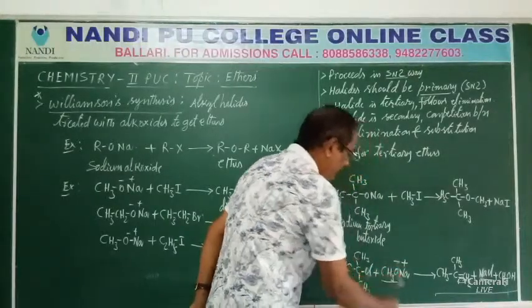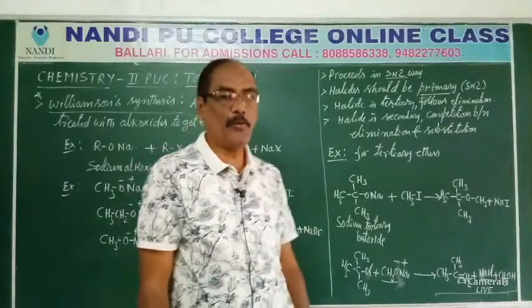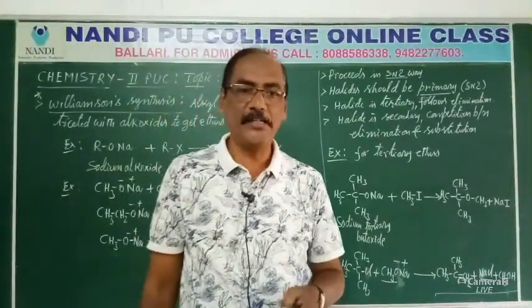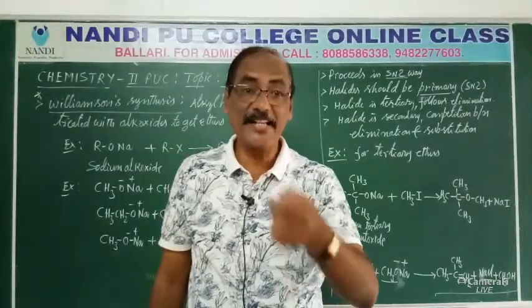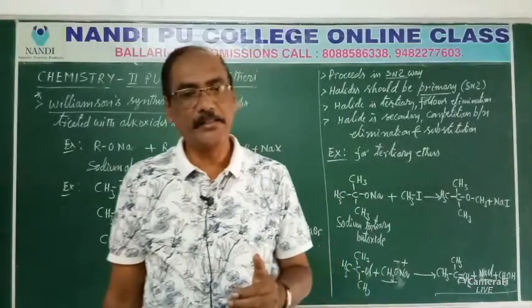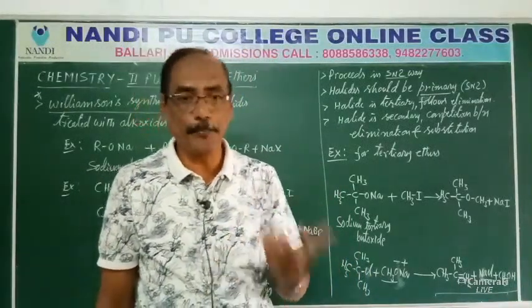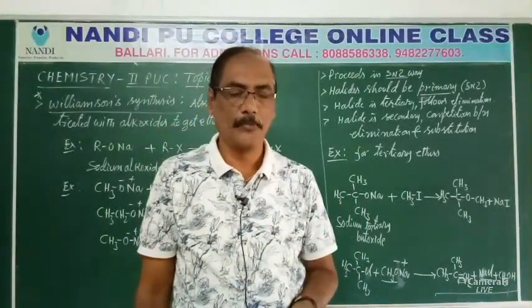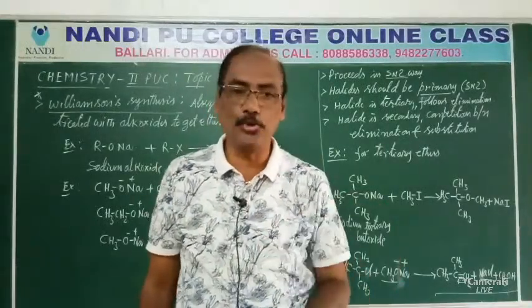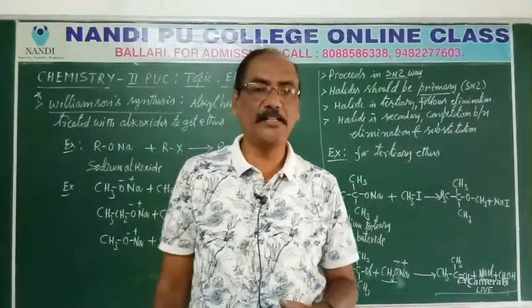This methoxide ion, CH3O minus, is a nucleophile as well as a base. Since it acts as a base in this case, it won't act as a nucleophile. Why? What is the reason here?